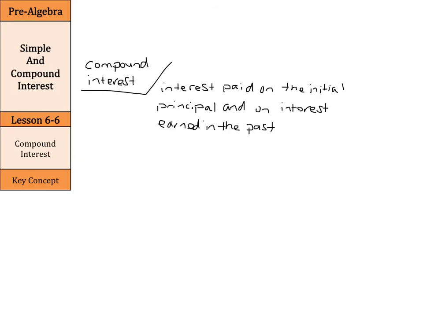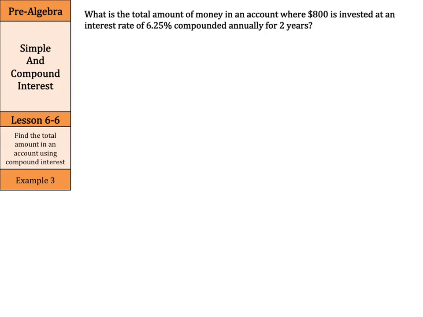So it's just a little bit more complicated. We have to take year to year into consideration now. What is the total amount of money in an account where $800 is invested at an interest rate of 6 25/100% or 6 1/4% compounded annually for 2 years? Now, compound interest, remember, is paid on the initial principal and on interest earned in the past. So we're going to have to calculate this year by year.